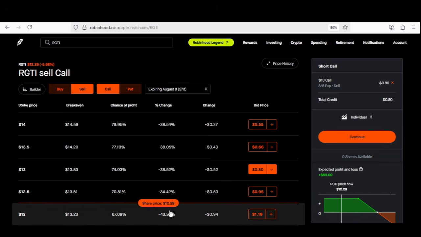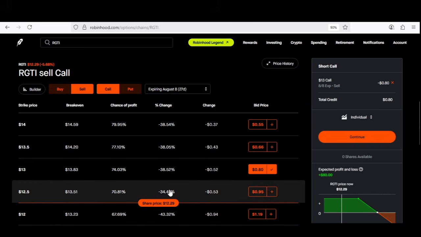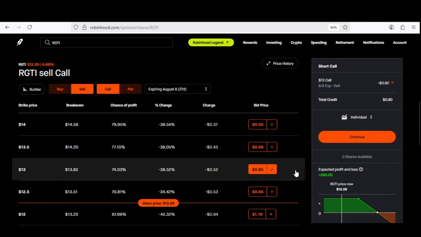That means you have now acquired 100 shares of Rigetti at $12.29. So now you're going to be doing an income generating option strategy. And as soon as you do that strategy, you're going to be paid. The amount you're going to be paid is going to be $80 right away. As soon as you do this option strategy, you will be getting a return on your investment of 6.5%.